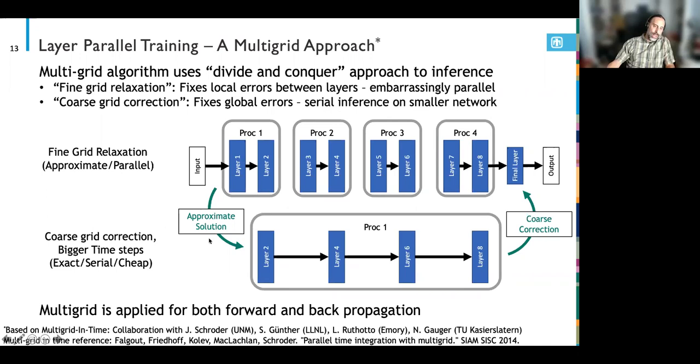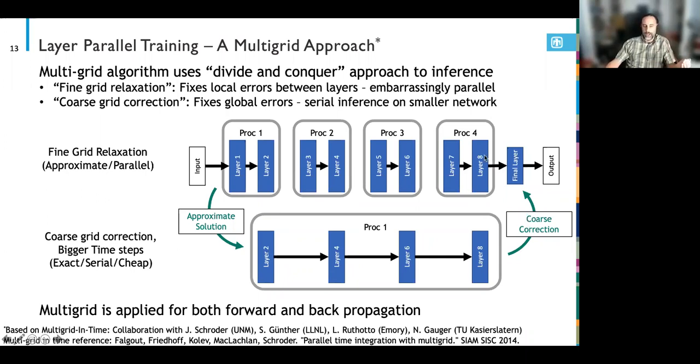Then we're going to transfer that approximate state to the coarse grid and say, okay, we know that's inaccurate because we've not resolved these discontinuities here. And so we'd like the coarse version to resolve this discontinuity by propagating serially. So now we do a cheap but serial operation on the coarse grid and produce a correction to bring back to the fine grid.